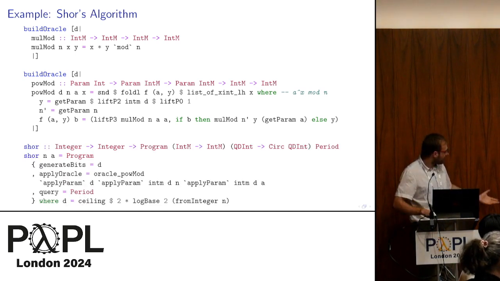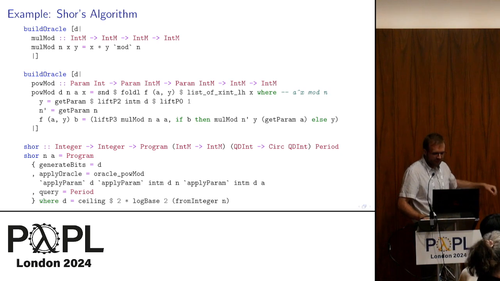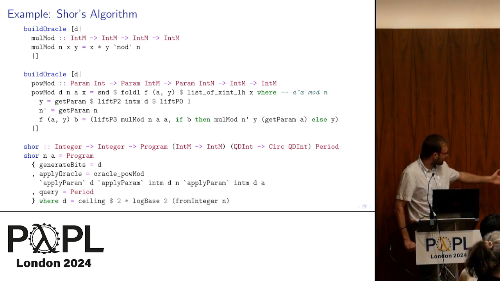And then your full program is specified like this. You say how many bits your inputs are. You have your oracle function, apply the parameters to it, and then say you want the period.